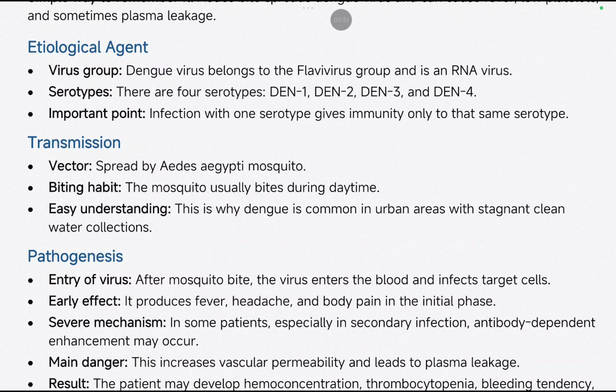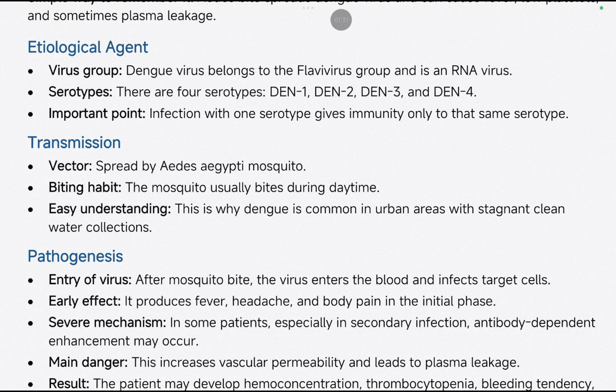So, let's look at the etiology and virus group. Dengue virus belongs to the flavivirus group and is an RNA virus. And like I told you, every dangerous virus is an RNA virus, let it be AIDS or anything. But the important point is there are four serotypes: DEN1, DEN2, DEN3, and DEN4. Just remember the names, this much is enough. Why these serotypes make it more problematic is that infection with one serotype only gives immunity to that same serotype. This I will explain in the pathogenesis part.